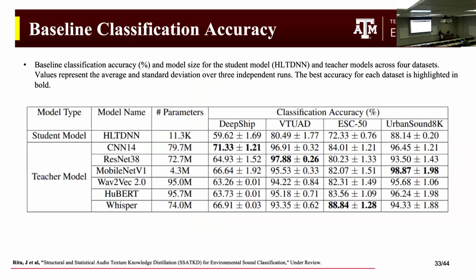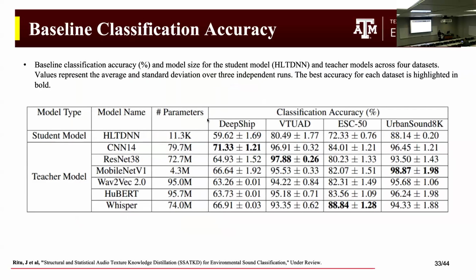First, let's see the baseline performance. So this is direct classification without any distillation. For the student model, you can see the parameters are very few. It's 11.3K. And the teacher models' parameters start from 4 million and go up to 96 million parameters.